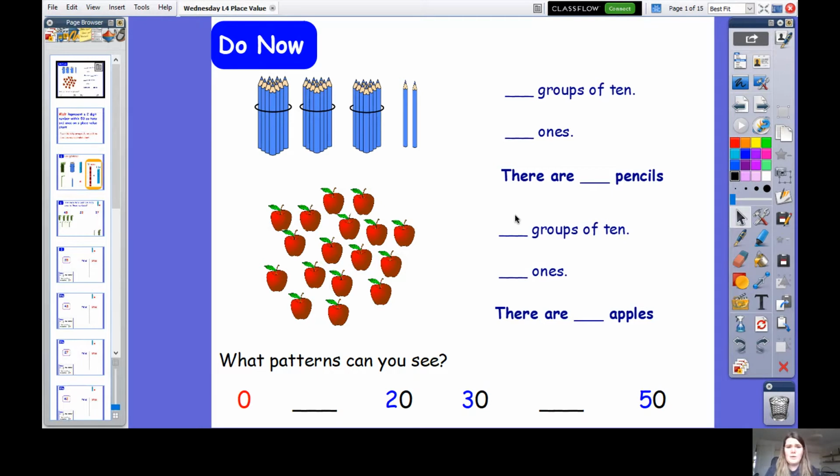I'd also like to know how many apples there are. How many groups of 10? Now this time you might have to put them into groups of 10s to help you. And how many ones are there? So how many apples are there altogether? And what patterns do you see at the bottom? 0, 10, 20, 30, 50. Okay, you're going to put me on pause and you're going to have a go. I'm going to give you 3 minutes to have a go at this. Okay, off you go.